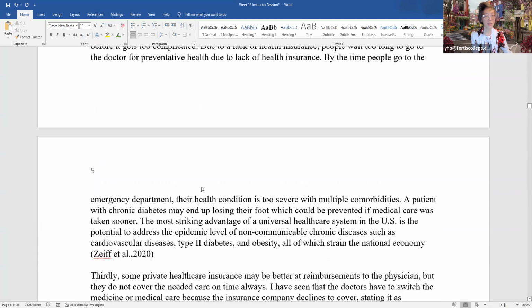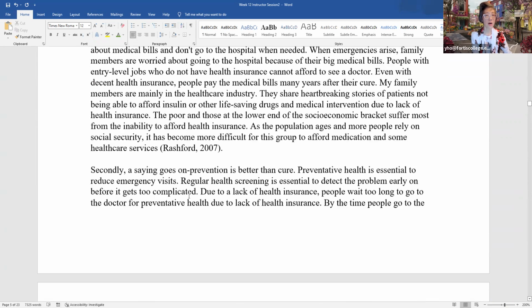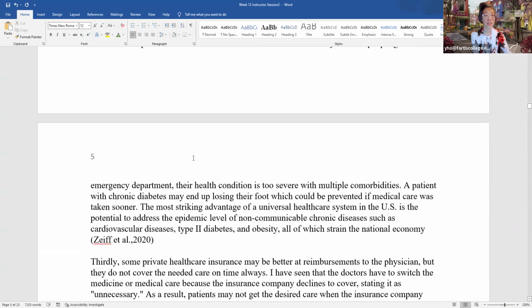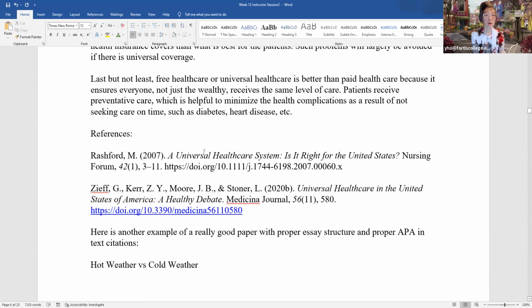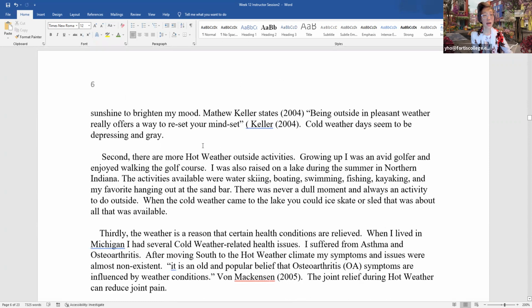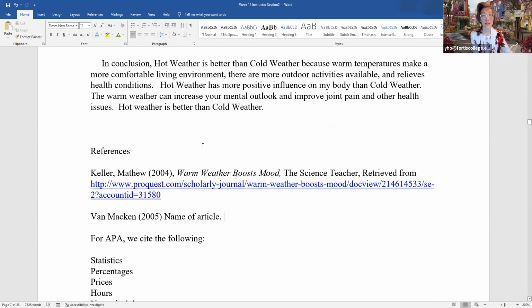This one did it correctly. She's got her Zeef and her Rashford. Those are her two in-text citations, which results in her Rashford and Zeef references, you see. So she did that correctly, and this person just left out her Van Macken, wherever it is. So it could be just a typo.